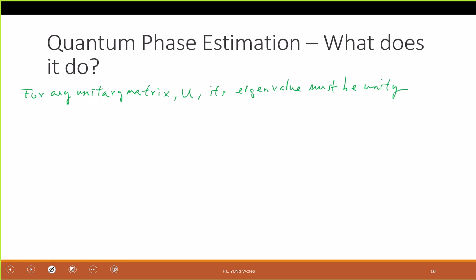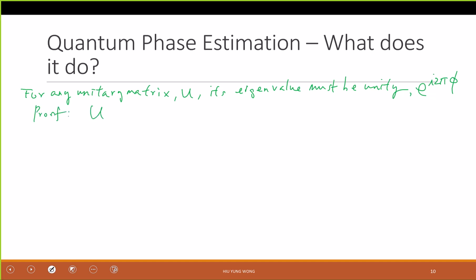What does it mean? What is the meaning of unity? It cannot be just one, right? It's e to the power i 2 pi times a phase factor phi. The eigenvalue for any unitary matrix must be in this form. I can prove this to you. Proof.